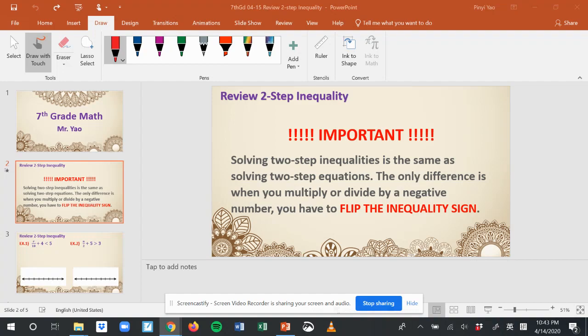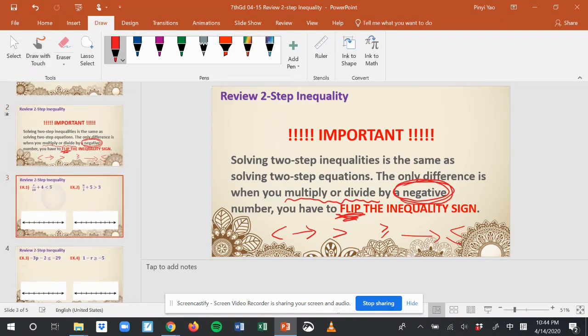Hi students, today we're going to review inequalities, more specifically the solving of two-step inequalities. So first, something really important. When we are solving inequalities, especially when you are multiplying or dividing by a negative number, we have to flip the inequality sign. That means if it's less than, we need to change it into greater than. Or if it's greater or equal to, we need to flip it and change it into less than or equal to.